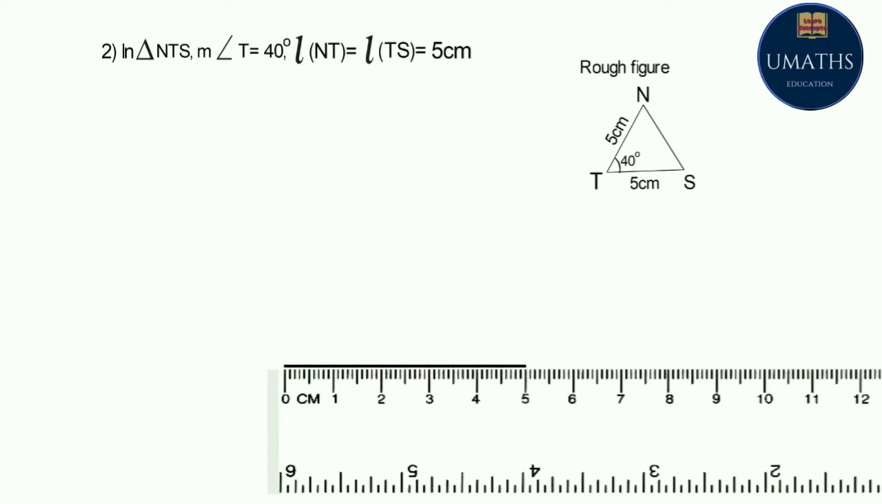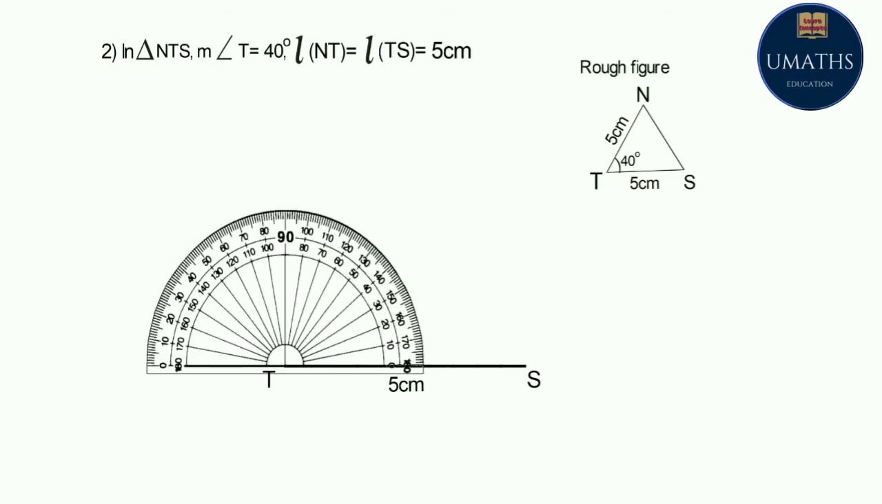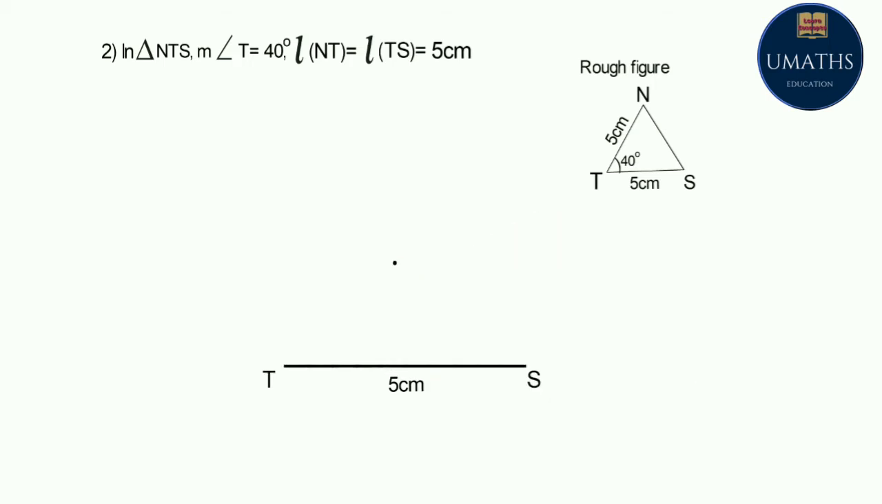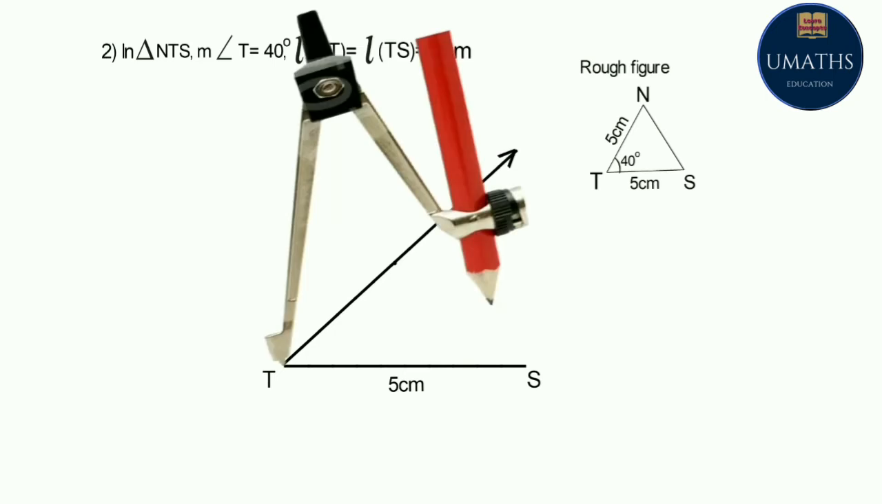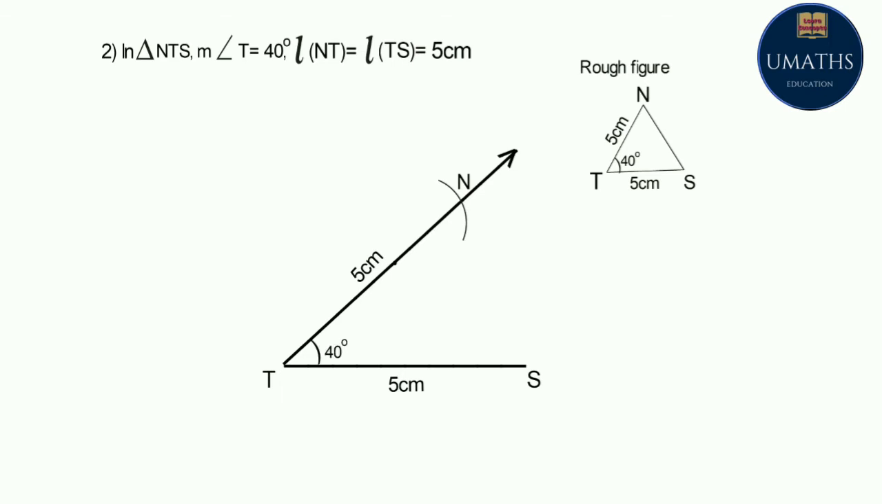Draw first base as 5 centimeters. Students, always keep a habit of writing segment name and its length. With the help of protractor, take a measure of 40 degree at point T. Then draw a ray. Now open the compass to 5 centimeter and taking T as a center, cut the ray. Label the intersecting point as N. Join NS to get required triangle NTS.